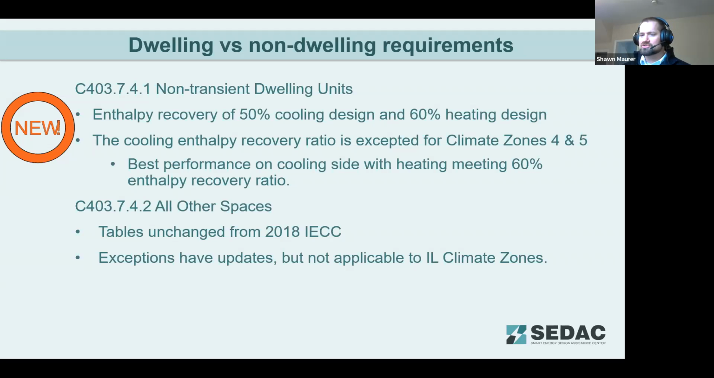For all other commercial spaces, it's unchanged from the 2018 IECC. All the same tables as far as determining when ERV systems need to be applied based on airflow and operating hours are unchanged. There were some updates to the exceptions, but none of them applied to the Illinois climate zone, so we won't go over those here.